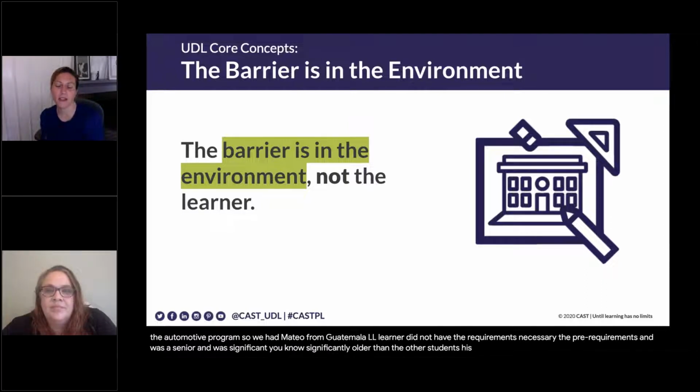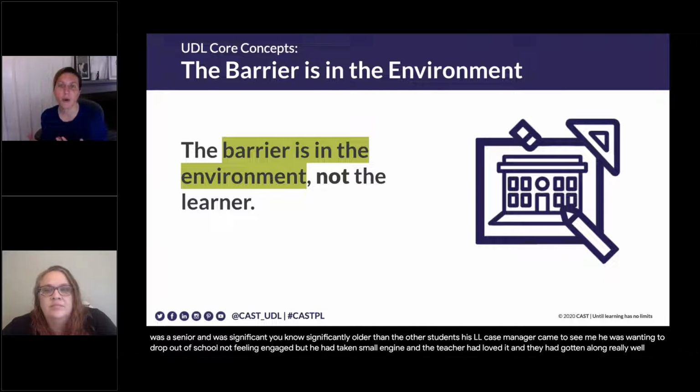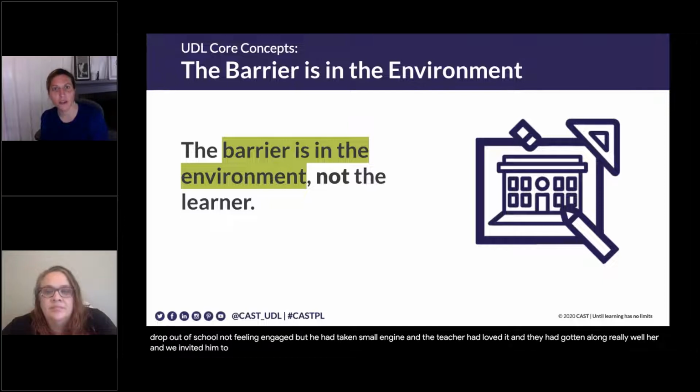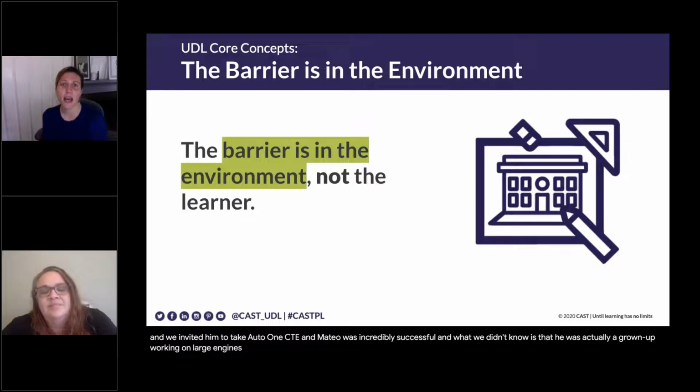His ELL case manager came to see me. He was wanting to drop out of school, not feeling engaged, but he had taken Small Engine and the teacher had loved it and they had gotten along really well. So I met with Mateo and the auto teacher and we invited him to take Auto 1 CTE. And Mateo was incredibly successful. What we didn't know is that he had actually grown up working on large engines and had familiarity with automotive, and that was the field he wanted to go into for his career.